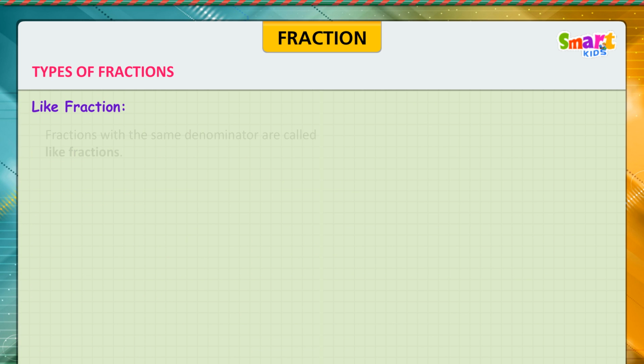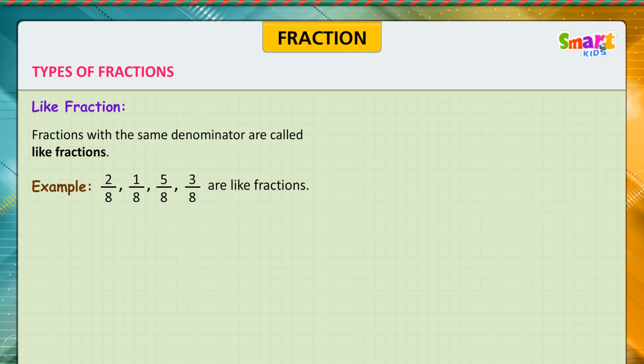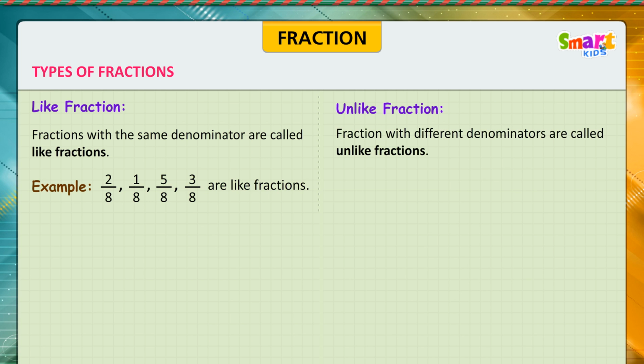Like fraction. Fractions with the same denominator are called like fractions. For example, 2 by 8, 1 by 8, 5 by 8, 3 by 8 are like fractions. Unlike fraction. Fractions with different denominators are called unlike fractions. For example, 3 by 5, 2 by 7, 8 by 13, 11 by 14 are unlike fractions.